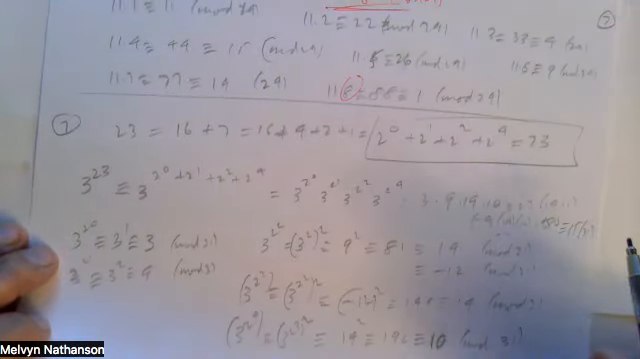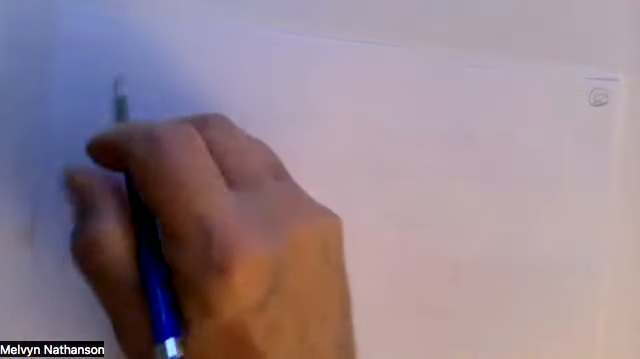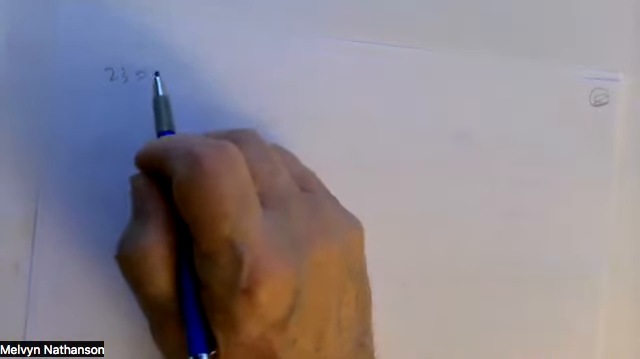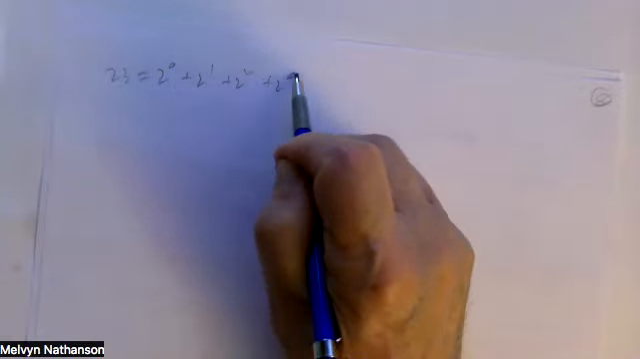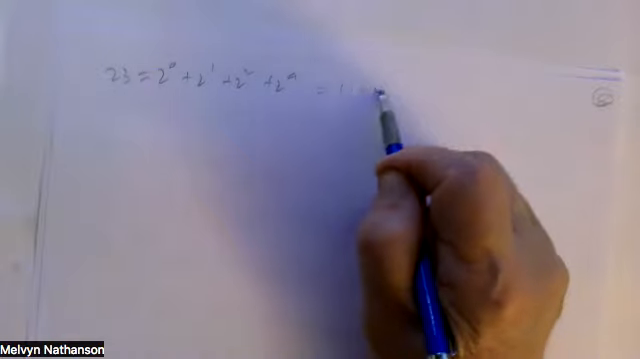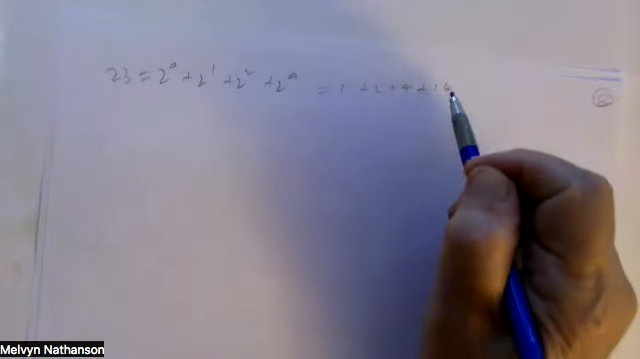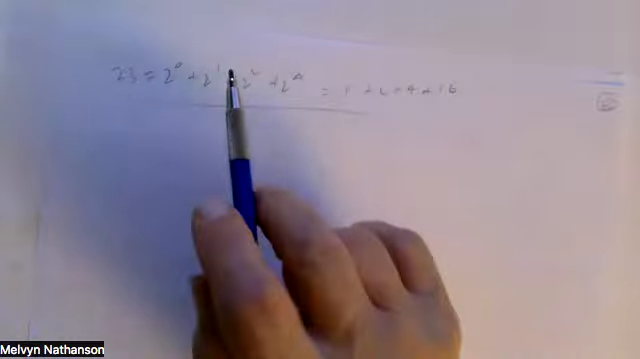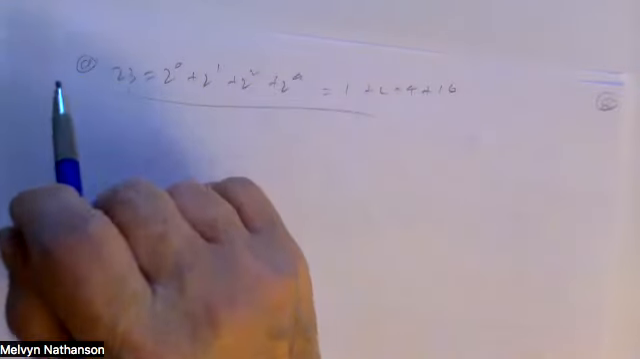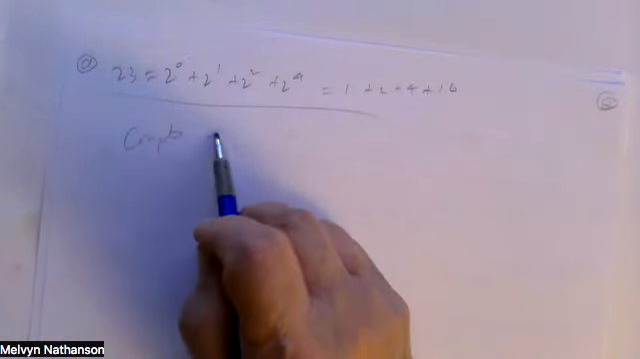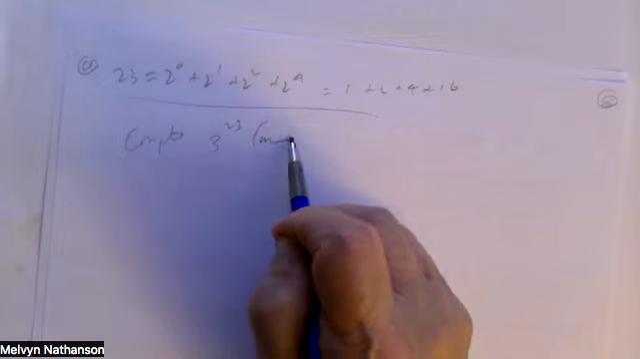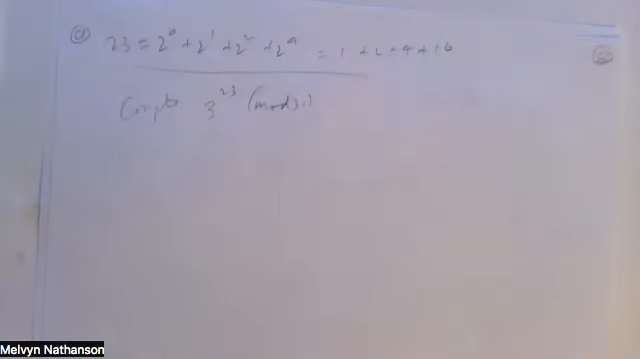Well, I always like to check because there's so much arithmetic here. So let me just do the problem again, just to make sure I've done everything right. So 23 is the sum of powers of 2. It is 2 to the 0 plus 2 to the first plus 2 squared plus 2 to the 4th. That is, it's 1 plus 2 plus 4 plus 16, which you can check is 23. So I want to compute 3 to the 23rd power mod 31.